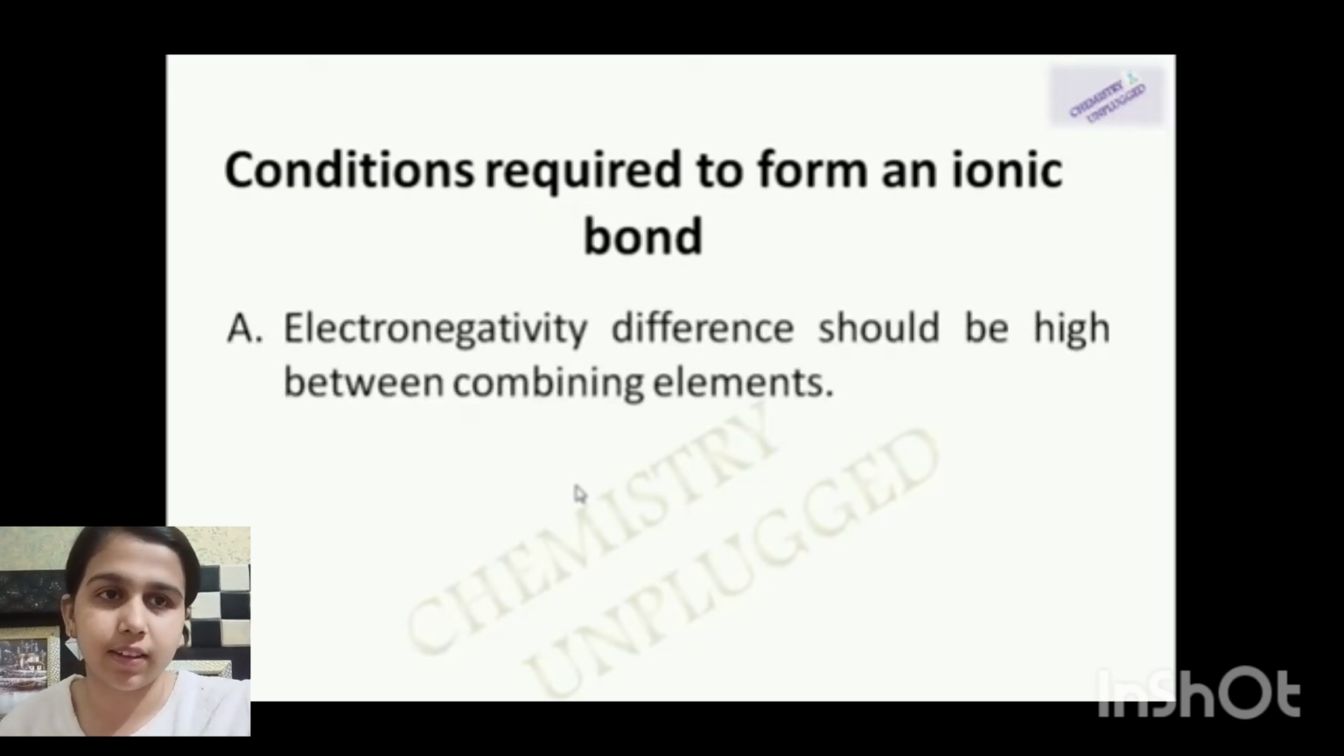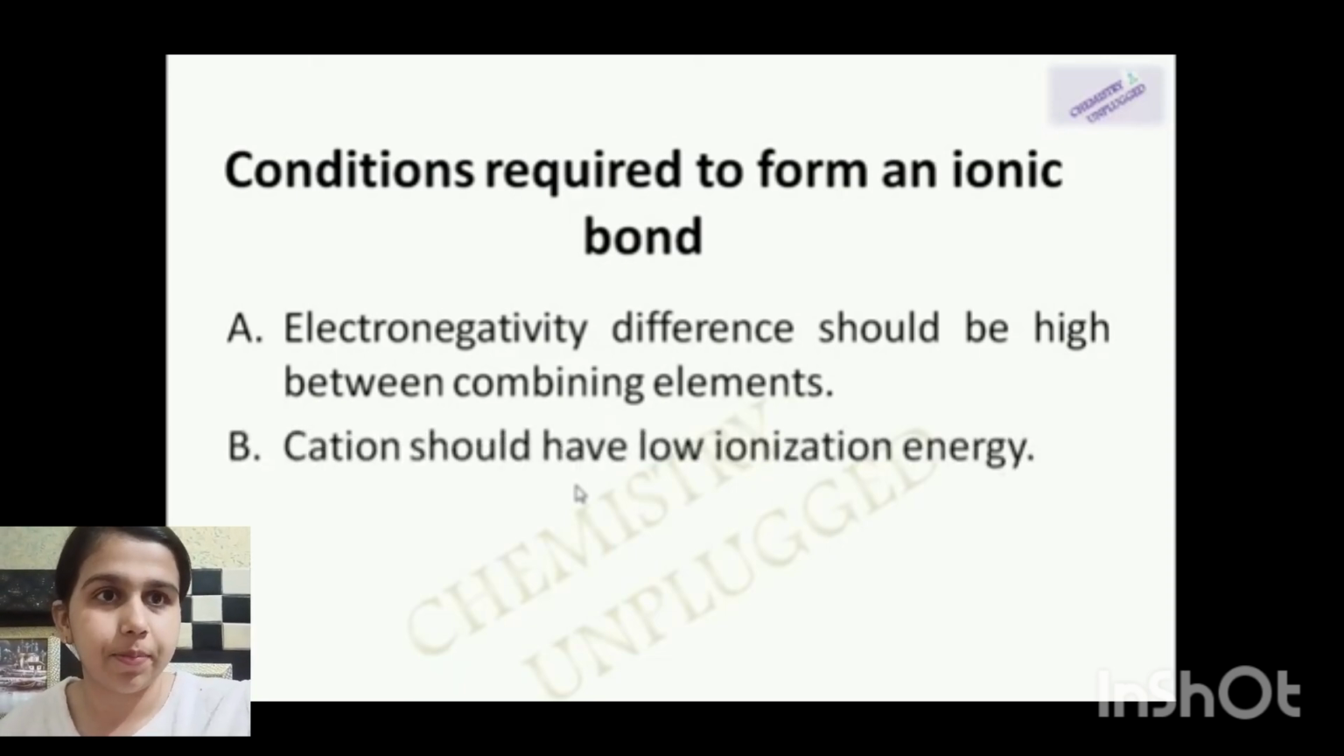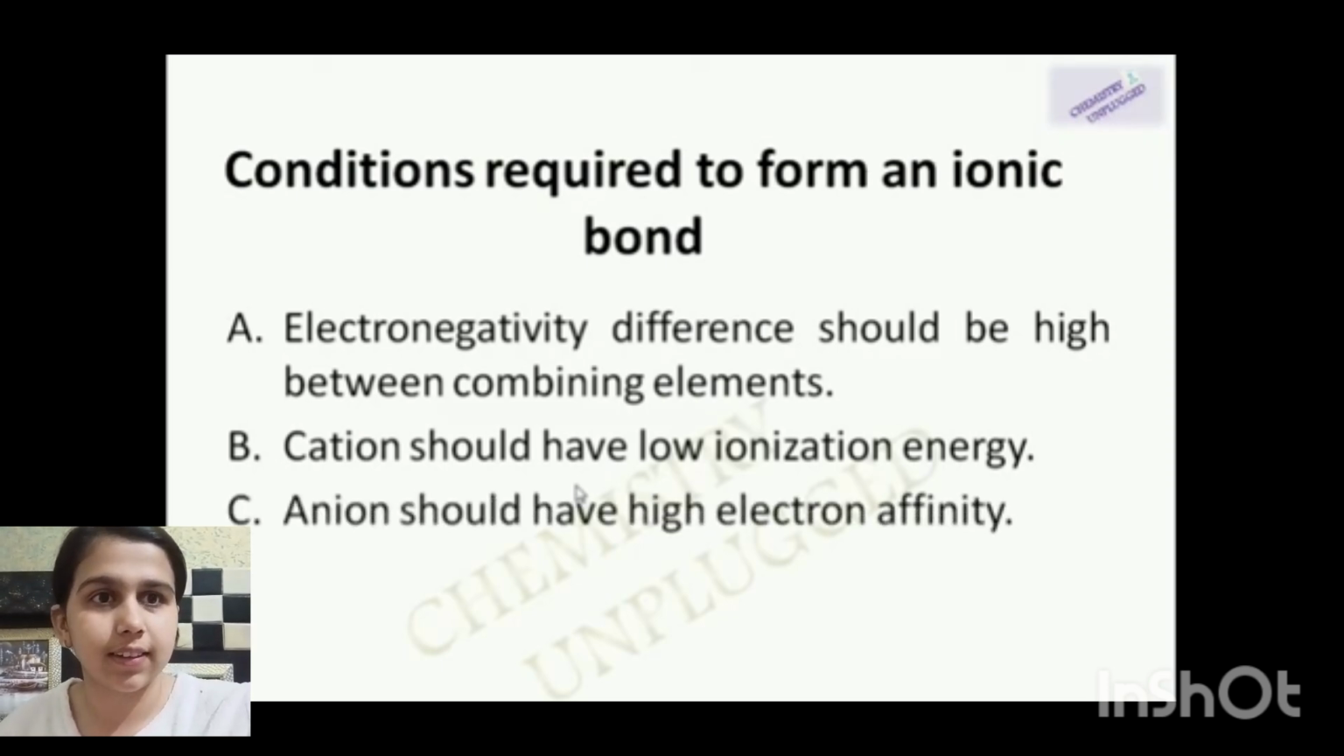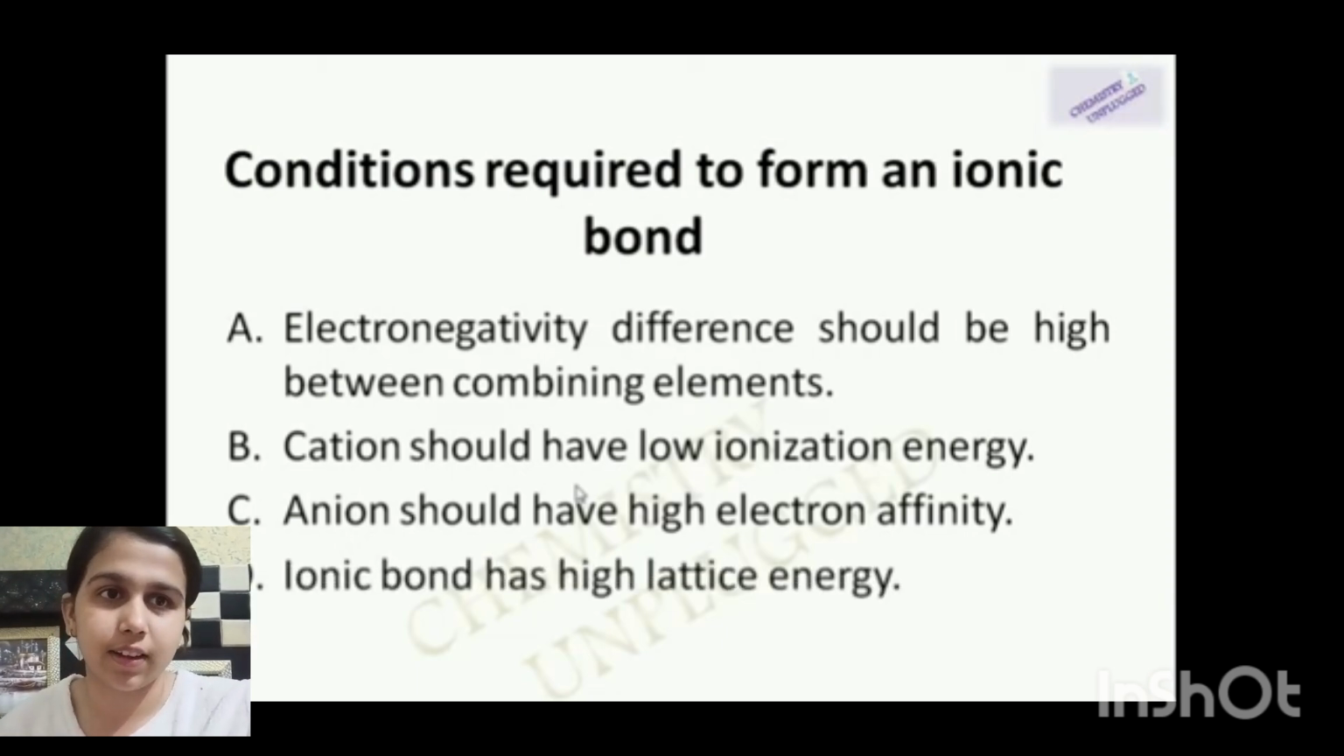So, what are the conditions required to form an ionic bond? Ionic bonds are formed when the electronegativity difference between the two elements is high. Second, cations should have low ionization energy, means they can easily give up their outermost shell or valence electrons. Third, anions should have high electron affinity, means anions should be able to accept electron easily. Fourth, ionic bond has high lattice energy. Lattice energy is the amount of energy required to break 1 mole of bond into its gaseous state. So, if the energy is high, the bond will be stronger, and ionic bonds are stronger in nature. And the lattice energy depends upon the charge to size ratio of the ion.